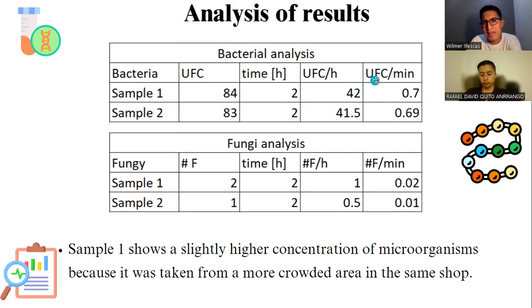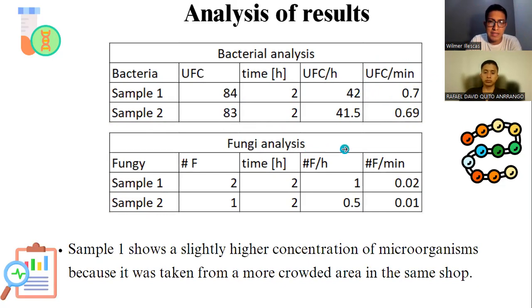And here is the same, just in minutes. UFC per minute, 0.7. Basically the same with sample number 2. We have 84 and 2, the same thing. The only difference is that the rate of change is slightly slower, and the same here. Yeah, there's not too much difference.